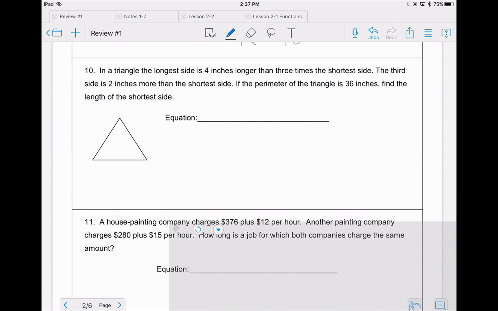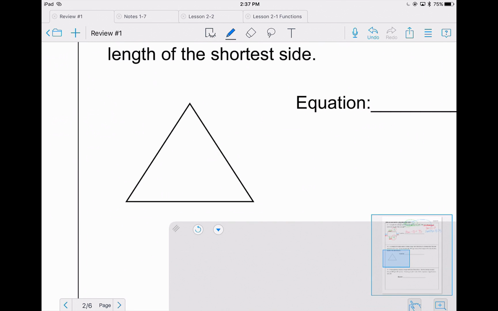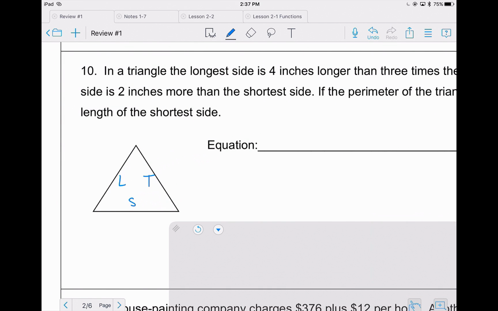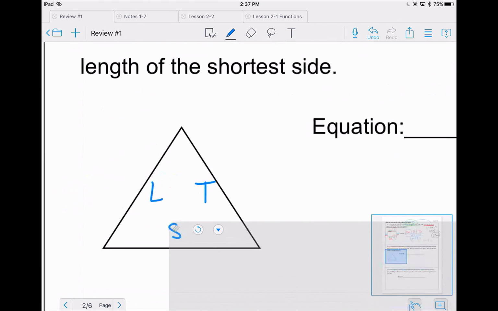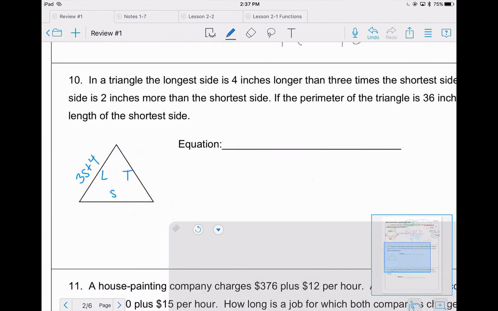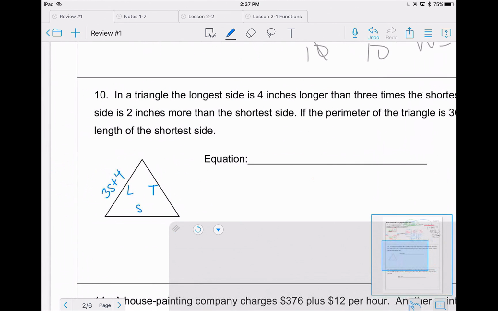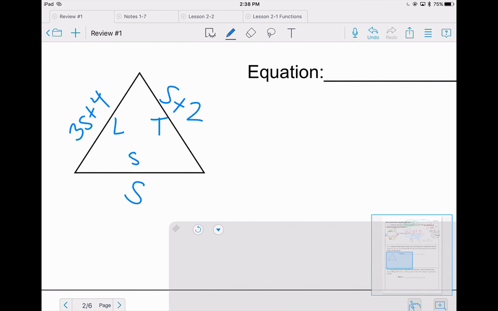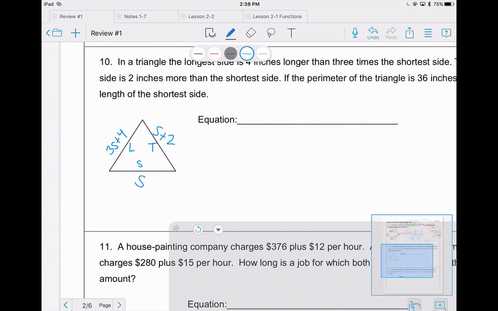Problem 10. In a triangle, the longest side is 4 inches longer than 3 times the shortest. The third is 2 more than the shortest. The perimeter is 36. Find the length of the shortest. So they're telling us information about the longest, the third, and the shortest. They tell me the longest is 4 longer than 3 times the shortest. So the longest is 3 times the shortest plus 4. 4 more than or longer than 3 times the shortest. The third side is 2 more than the shortest, so the shortest plus 2. They don't give me information about the shortest, so I just assume it stays S.